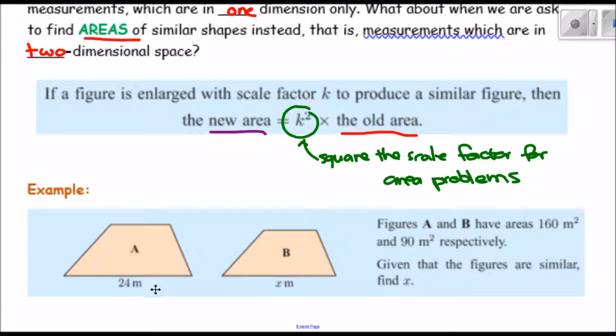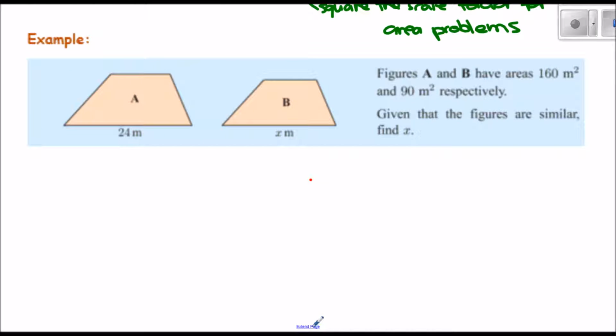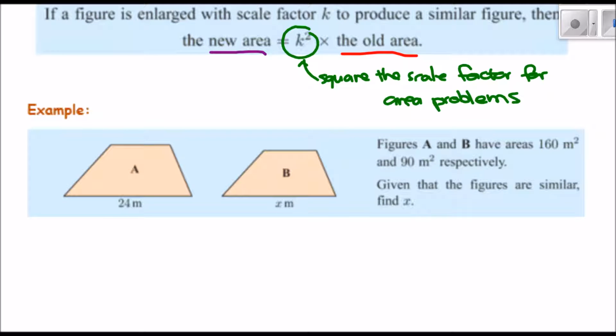Here we go. So I'll be using, as I said, this purple and red colour coding today, if the board cooperates with me. Okie dokie. So what we've got here is figure A and figure B respectively have areas of 160 metres squared and 90 metres squared. This is important information that we might want to write on here. Given that the figures are similar, find x. So notice x is one of the missing lengths. In order to find x, we're probably going to need to work out what the scale factor is, and we're going to use the areas and the formula above to solve for the scale factor.